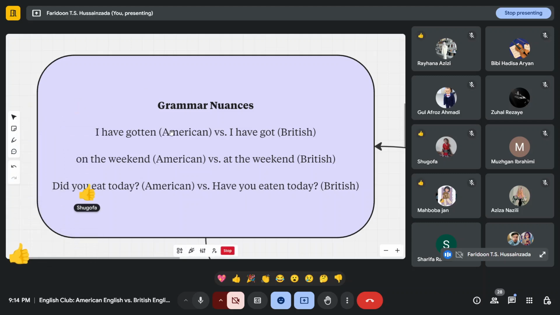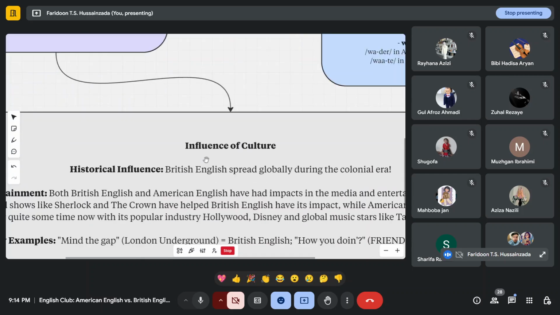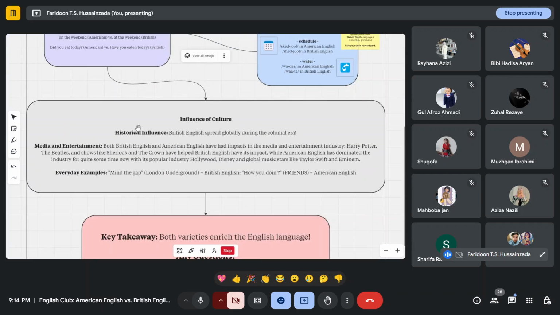Very good. So these are some grammar nuances or differences in grammar. Okay, let's move on. I believe this is the last point. Yes, this is the last point: the influence of culture. How have these two different English varieties impacted the world? How have they impacted the culture?